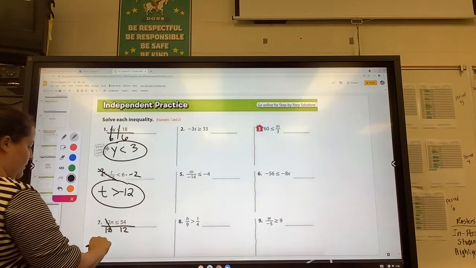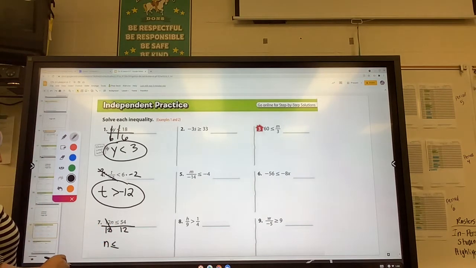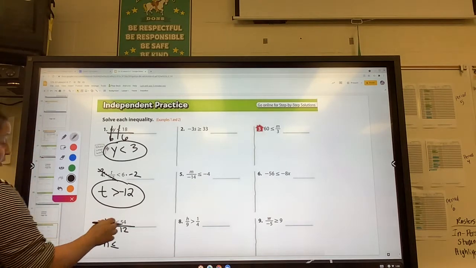This one, divide both sides by 12. The 12's cancel, n, and we didn't divide by negatives, so we leave less than or equal to. And then I'm pretty sure this isn't gonna be pretty.